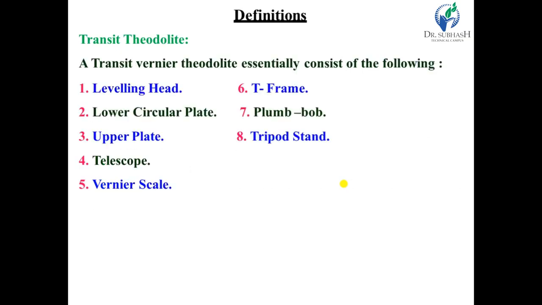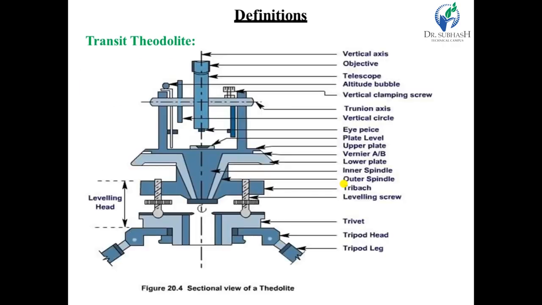Now we are moving to the different parts of the theodolite, or the parts that consist in the transit vernier theodolite. They have 6 to 8 different parts and many smaller sub-components. First is the leveling head, lower circular plate, upper plate, telescope, vernier scale, T-frame, plumb bob, and tripod. We are discussing in depth the different functions of these parts of the theodolite.